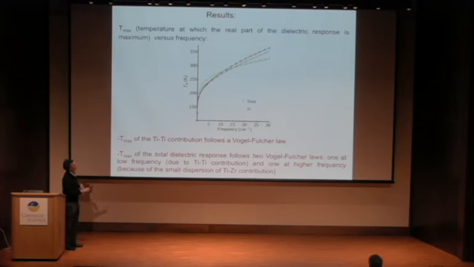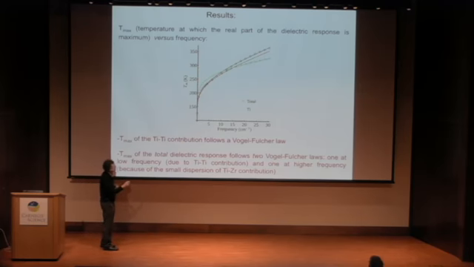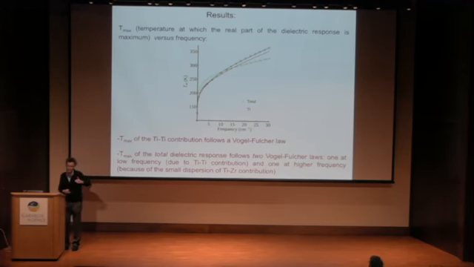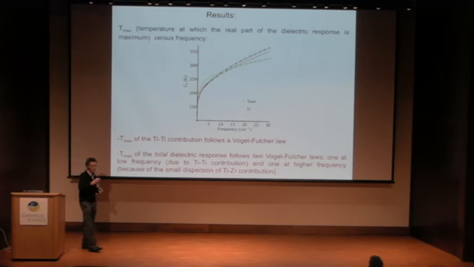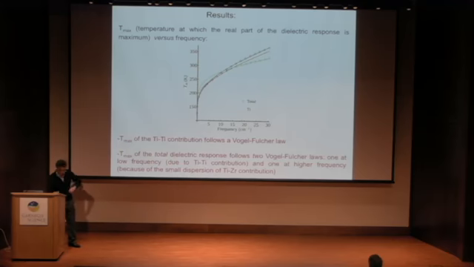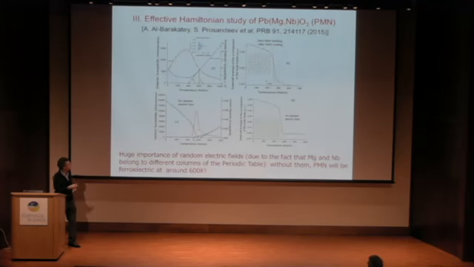But if you look at the total response, which is indicated here, you have two parts. For low frequency, it is basically one Vogel-Fulcher, the same as for titanium, but for higher frequency, you have a second Vogel-Fulcher for titanium for the total response. This is because the titanium response begins to be smaller, and titanium zirconium begins to be more consequent. With that, I go to the third part of the talk, which is about this elusive PMN.